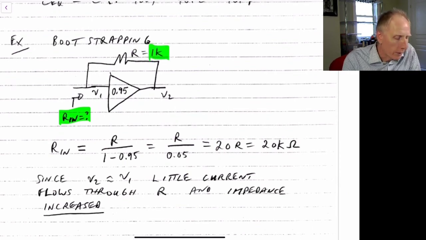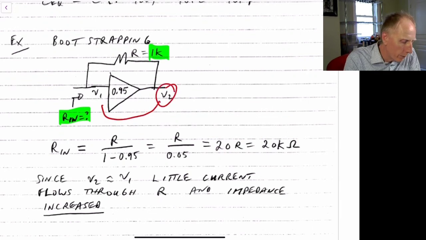And that's called bootstrapping because we're trying to keep the current going into it almost zero. So in fact, V2 is trying to follow V1, which will make the current going into this resistance almost zero. If V2 is exactly equal to V1, then in fact it would look like infinite impedance. It's kind of holding something up by its own boots. So it's bootstrapping.